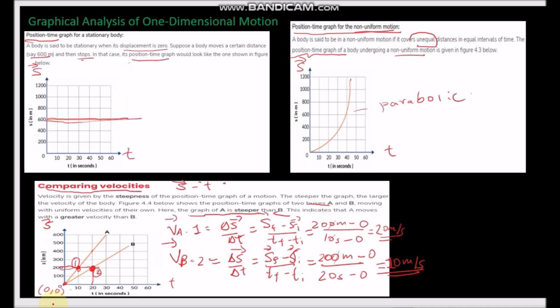This implies that the velocity of A is greater than the velocity of B, because the graph of A is steeper than B. That means when you look at the graph, it's steeper. That's why the velocity of A is 20 meters per second. If you have any question, just comment to me.